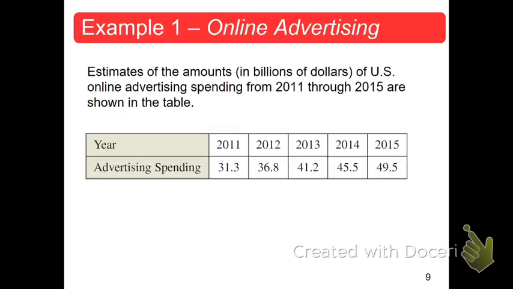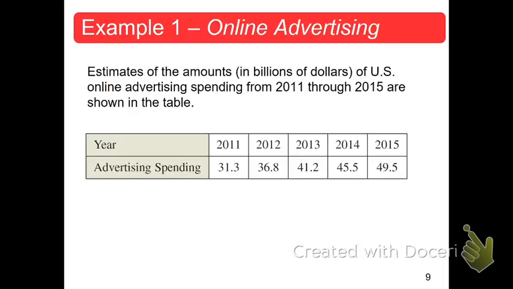Okay, class, talking about exponential growth and decay. Example 1 says that we have estimates of the amounts in billions of dollars of U.S. online advertising spending from 2011 through 2015 are shown in the table. Now remember we talked about in class that the estimates of the amounts in billions of dollars of this advertising, this is real world data.